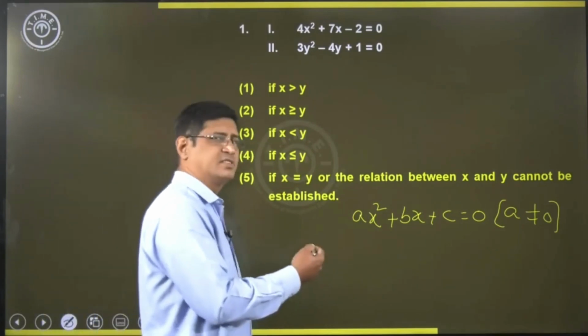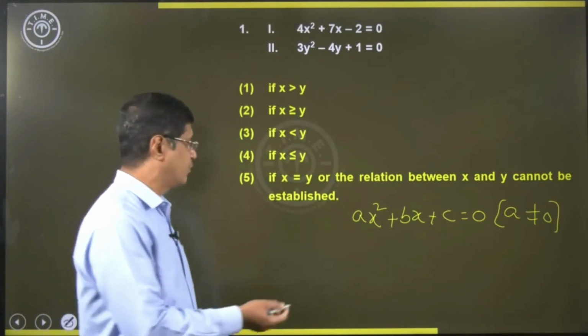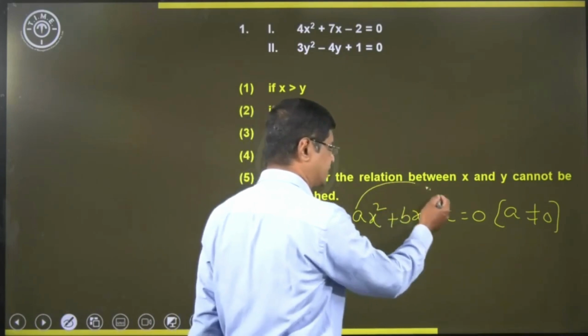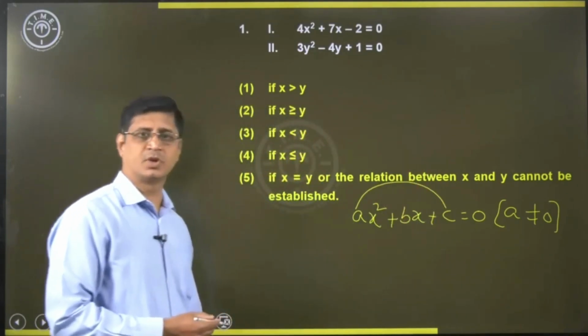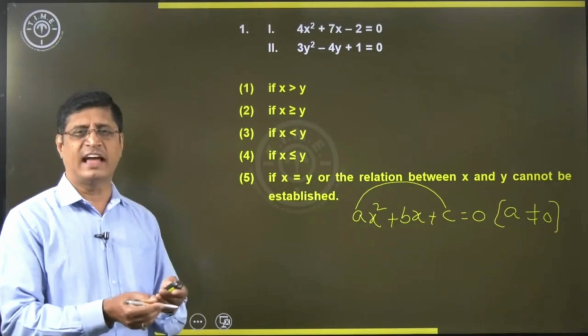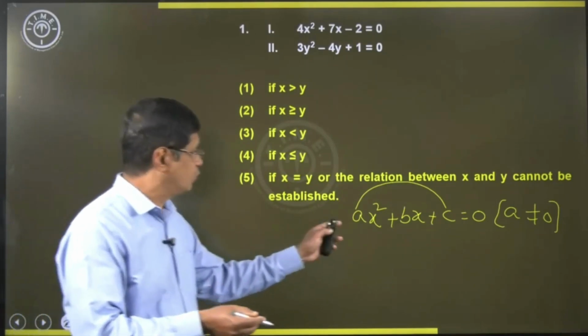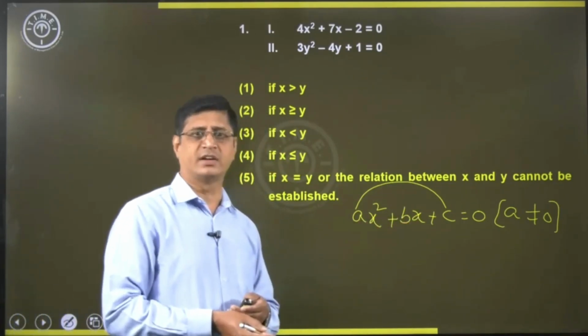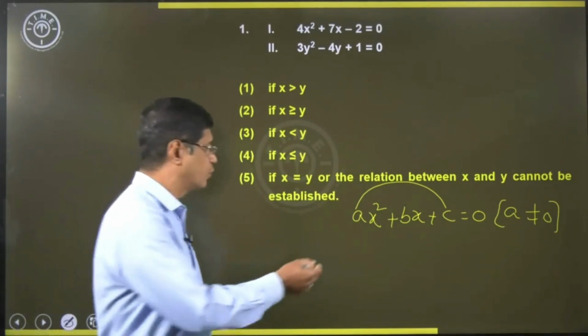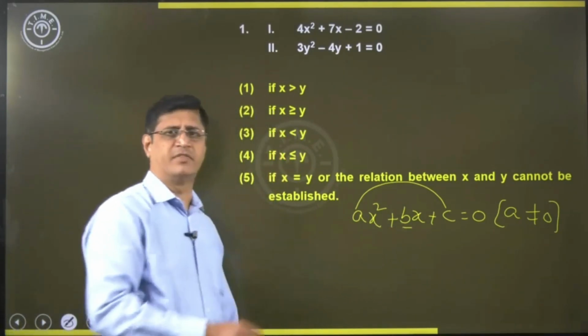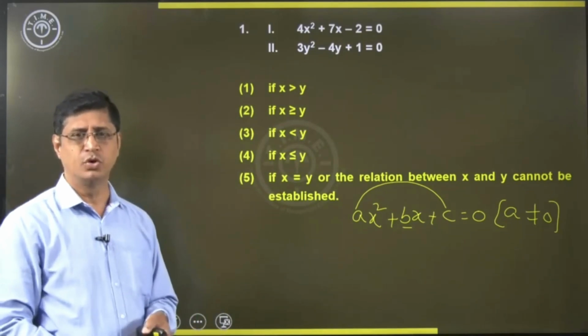Now how to solve: there are 3 steps. Step number 1, multiply the x square term with the constant. Then express the value as a product of two factors whose sum or difference equals the middle term, and then simplification. So these are the 3 steps we need to follow.